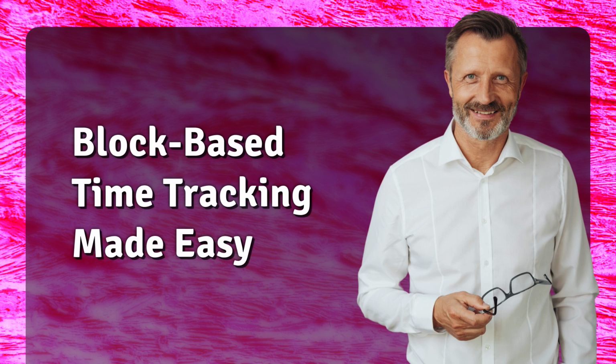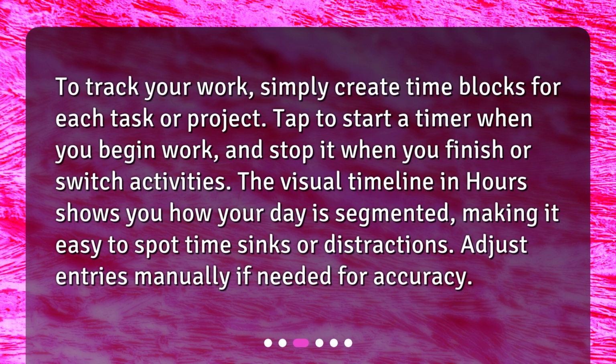Block-based time tracking made easy. To track your work, simply create time blocks for each task or project. Tap to start a timer when you begin work and stop it when you finish or switch activities. The visual timeline in Hours shows you how your day is segmented, making it easy to spot time sinks or distractions. Adjust entries manually if needed for accuracy.